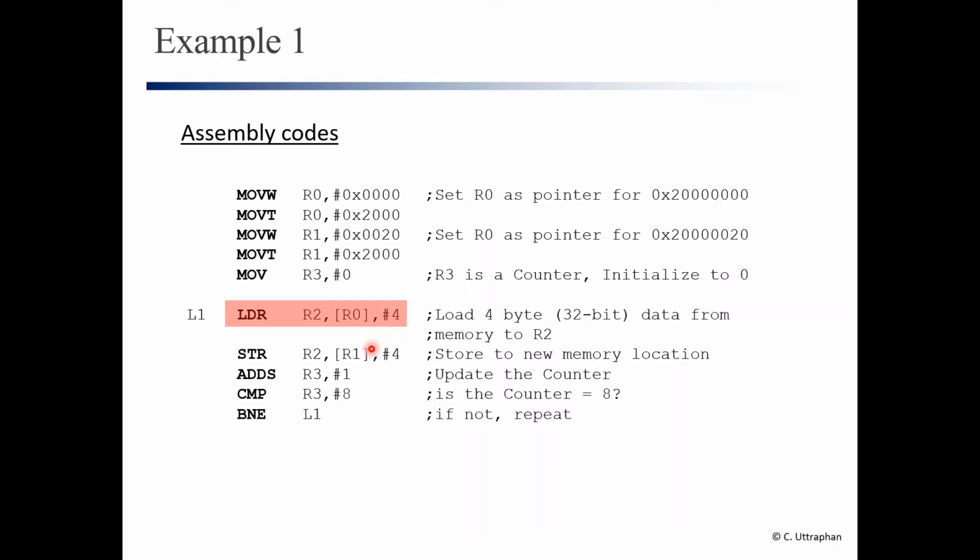Now, we move the content of R2 to the memory address pointed by R1 by using the same addressing mode, but here we use the STR instruction because the data is moved from register to memory. Then, we update the counter, by adding 1 to R3. Then, we compare R3 with 8. If not equal, it means we have not reached 8 words yet, therefore, we need to go back, move the data again, until we reach 8 words, then the process is done.